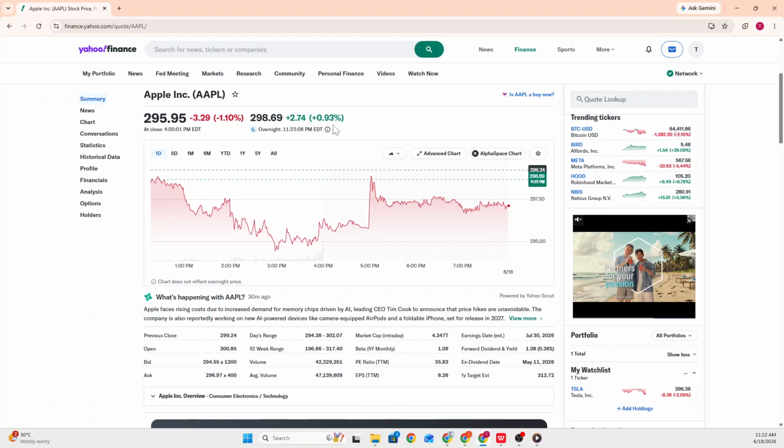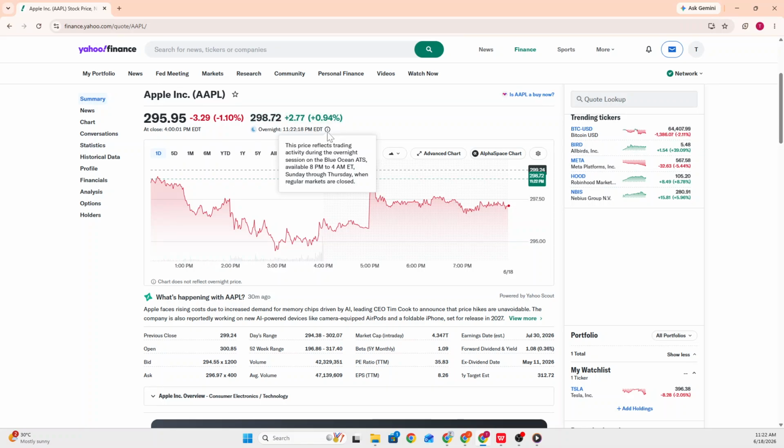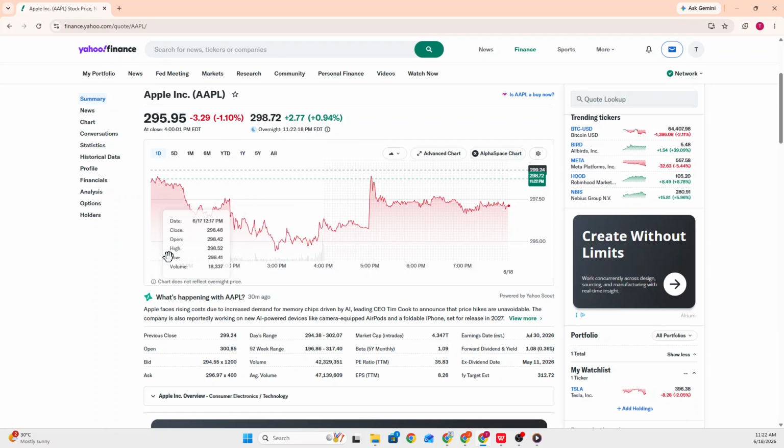Below that, you may notice after hours information. This section displays the price after the regular trading session has ended. Now, find the market capitalization. This value represents the total value of the company. The market cap is displayed directly on the stock page.